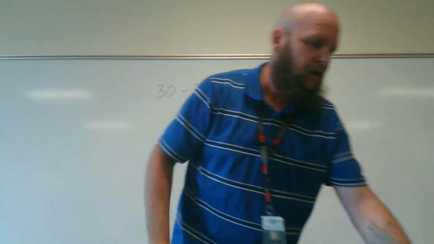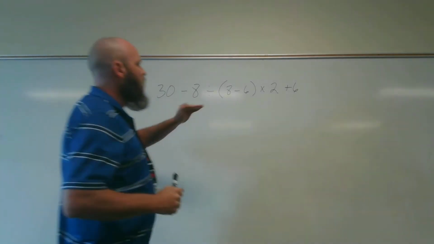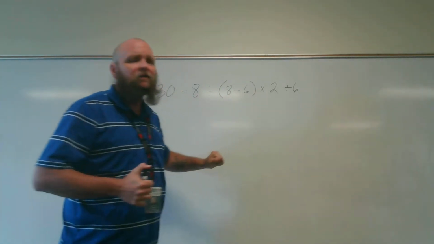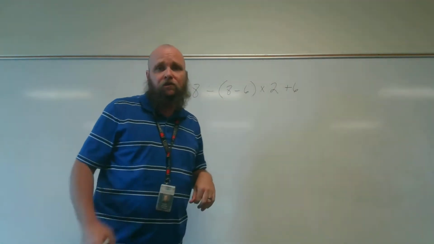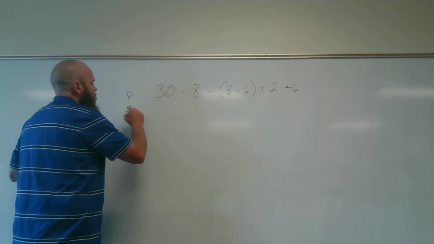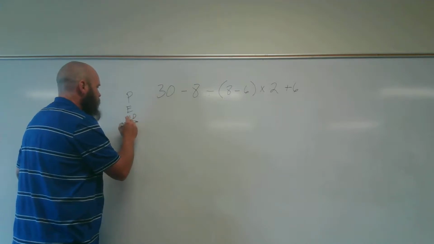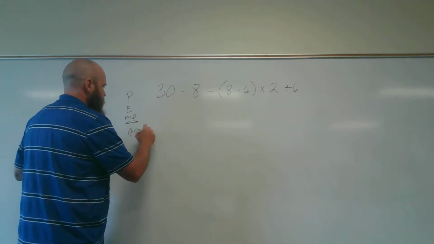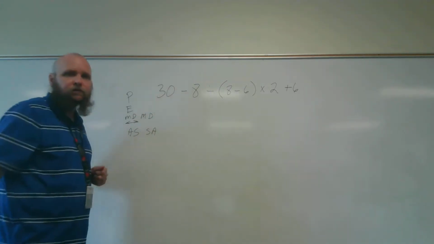All right, so we have 30 subtract 8 divided by the difference of 8 and 6 multiplied by 2 plus 6. All right, we know our order of operations. Parentheses, exponents, multiply, divide, and these can go either way. So if you got divide first, then you do divide first. Add and subtract, same as saying subtract and add, whichever comes first. That's what you do first.